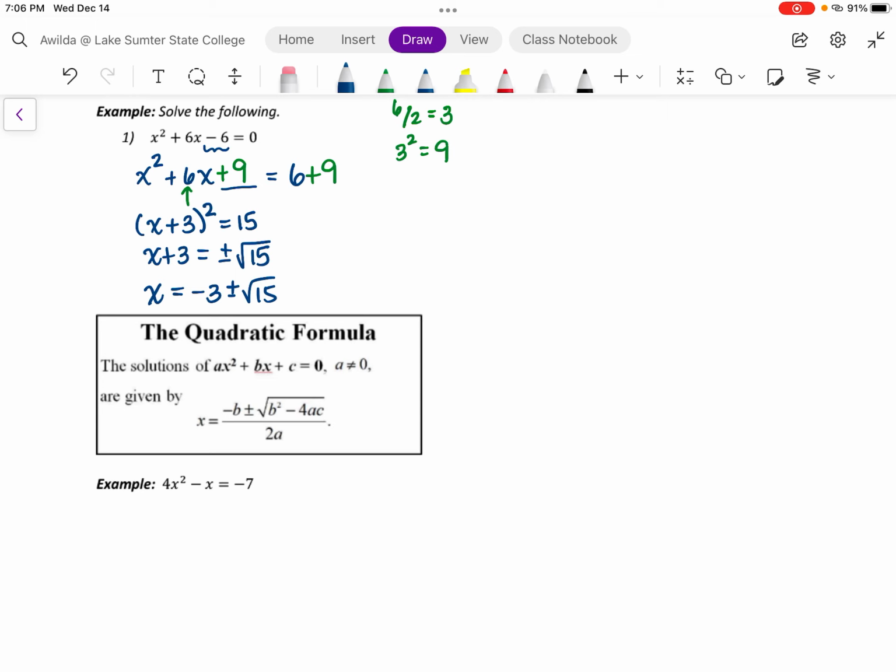Again, we can write the two equations in this compact form, or we can write the two solutions separately. x is either equal to negative 3 minus the square root of 15, or x is equal to negative 3 plus the square root of 15. So we have two solutions to this quadratic equation, and we can write them in set notation by separating them with a comma.